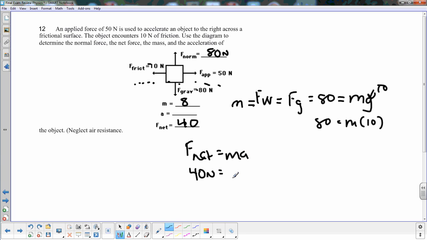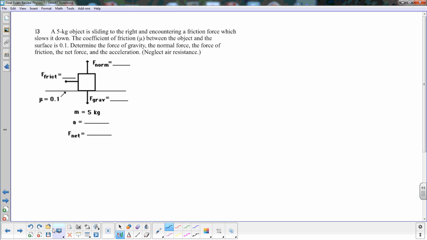Hope that helped. Using the same basic dialogue, we can do the same basic thing here, except this time we have to solve for the force of friction, the force of gravity, and the normal force. And all we know is that we have a 5 kilogram mass. So let's play the game here. My mass is 5 kilograms.